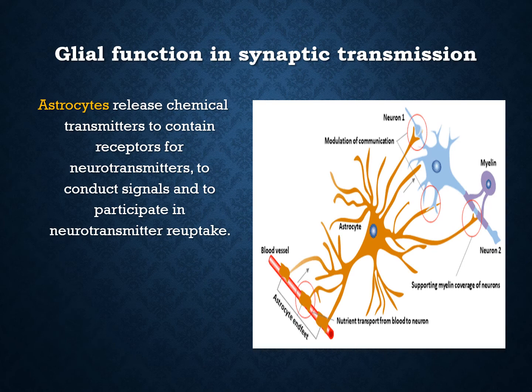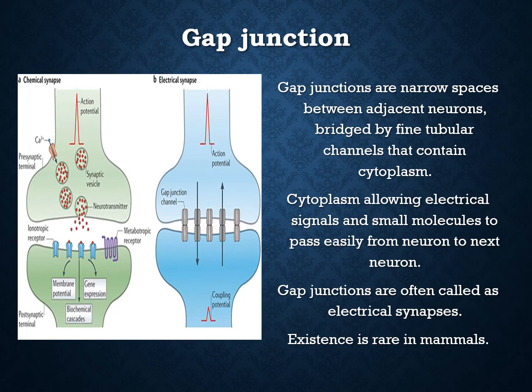Glial function in synaptic transmission: especially the astrocytes release chemical transmitters, contain receptors for the neurotransmitters, conduct signals, and participate in neurotransmitter reuptake. So glia is very important in this regard. Nowadays, so many researches are taking place. Gap junction, another important point.